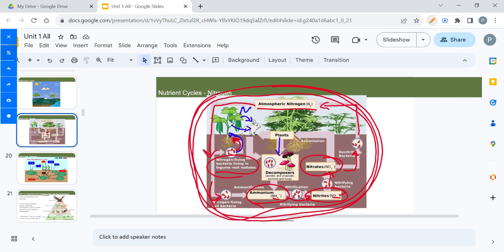Well, if the plant ends up dying, or the animal ends up dying, decomposers are going to break down whatever nitrogen molecules are there, and then it goes back into this big loop of going to the bacteria, eventually going up to the atmosphere and what have you. So that's how nitrogen gets cycled around.